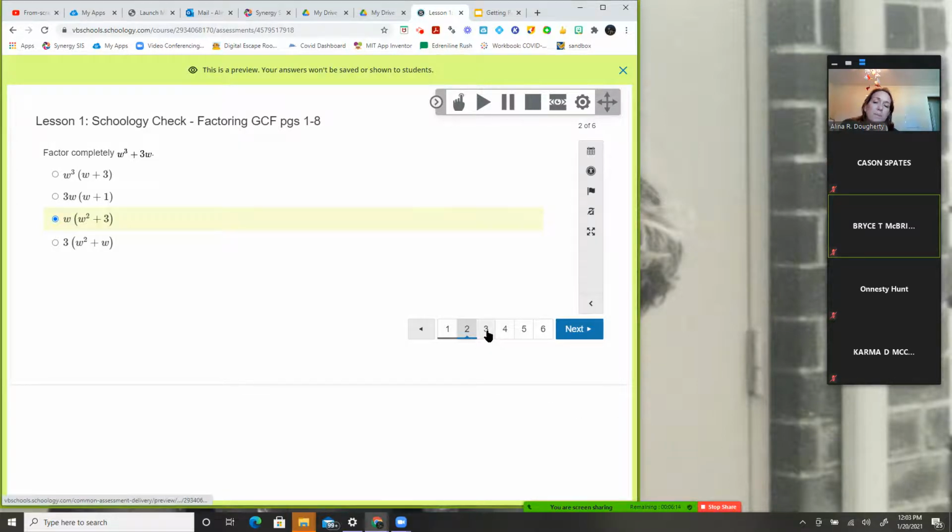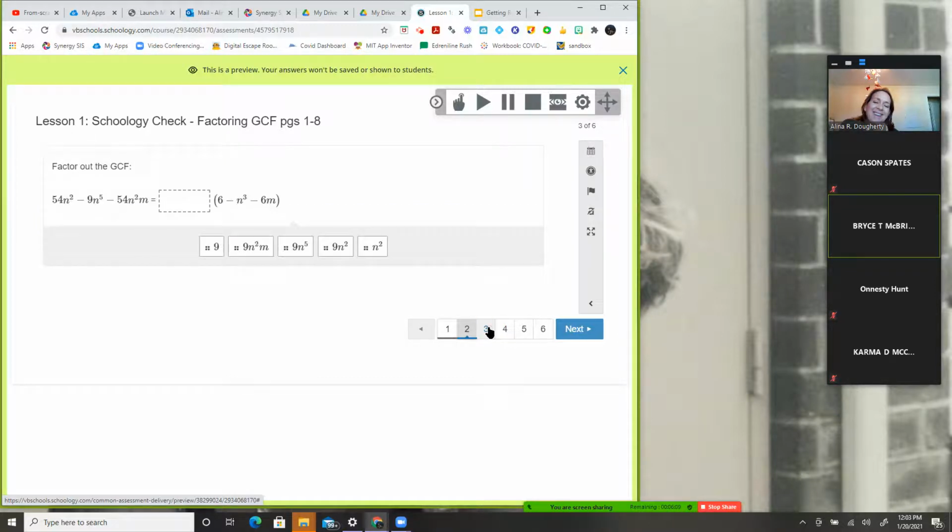Should we do one more? Yes. Okay. What about here? Look at the 54, the 9, and the 54. What can I divide all of those numbers by and get a whole number? By 9. Absolutely. So I know my choice is going to have to be one of those 4. It can't be this one, right? So I can eliminate that.